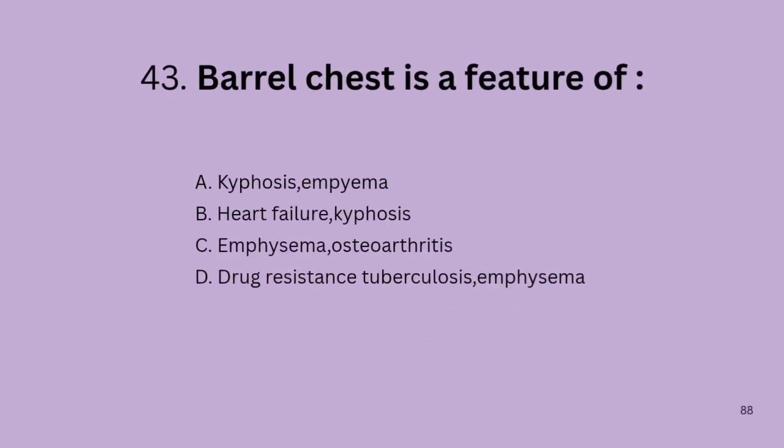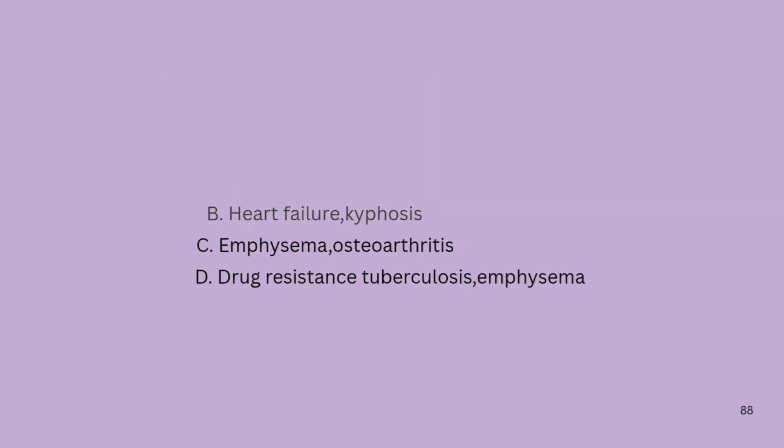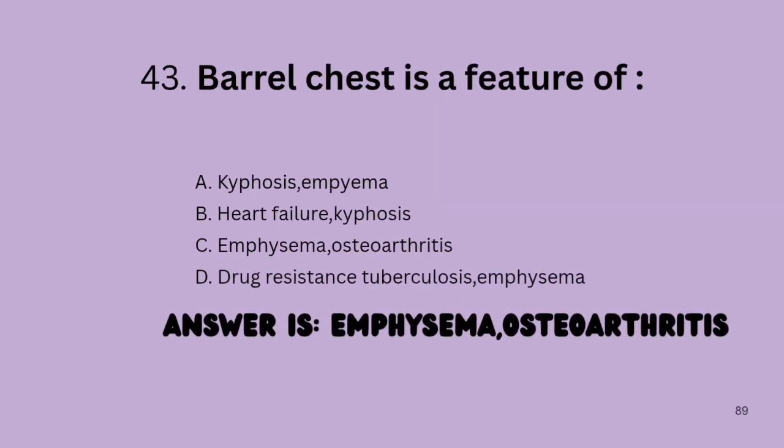Number 43. Barrel chest is a feature of: kyphosis, empyema, heart failure, kyphosis, emphysema, osteoarthritis, drug-resistant tuberculosis, emphysema. The correct answer is emphysema, osteoarthritis.